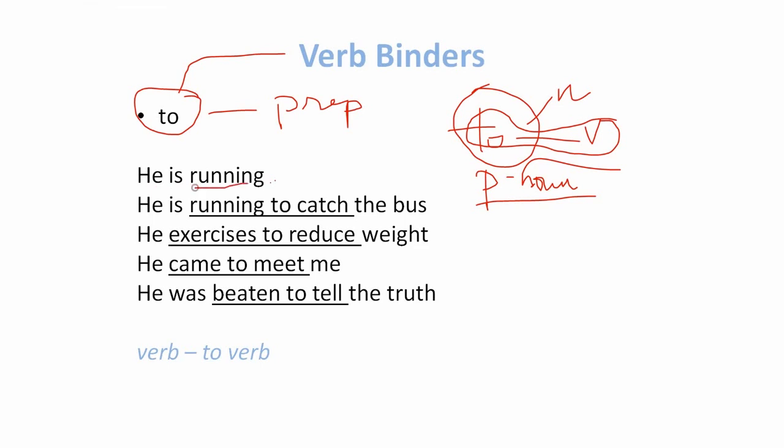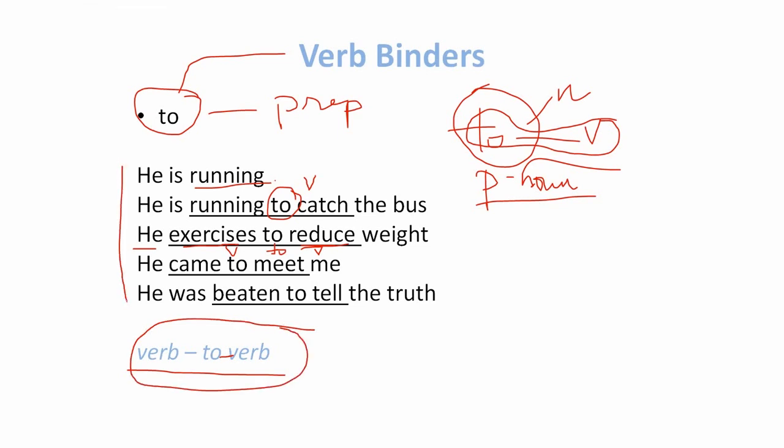He is running. Running is a verb. He is running to catch. Now I used "to" and I inserted another verb, catch, the bus. Or look at this one. He exercises to reduce weight. Exercises, verb. Reduce is also a verb. Verb to verb. He came to meet me. He was beaten to tell the truth. So the segment is verb to verb. That's a segment. So you may want to write this under the segments page and write these examples in your notes under verb binders for "to".